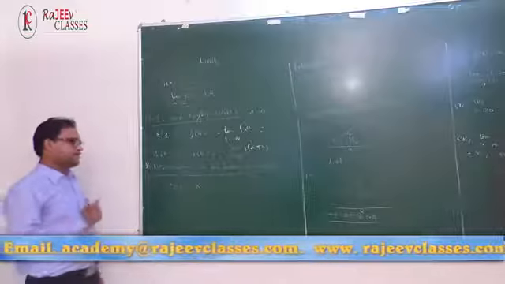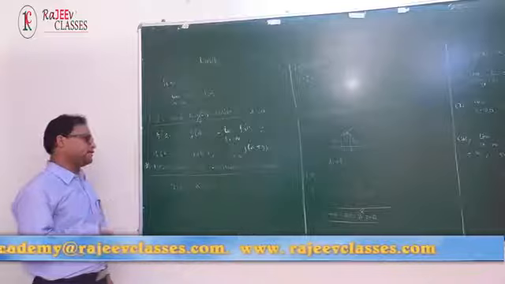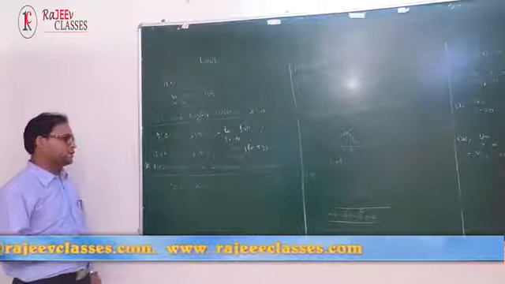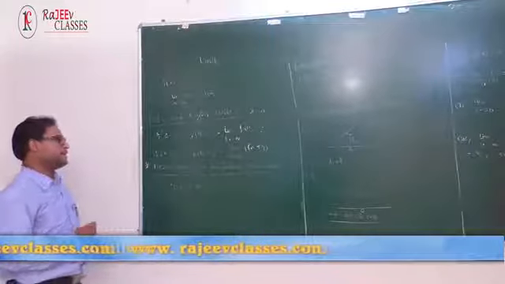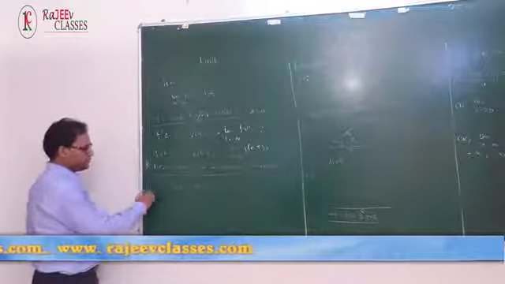If a function has a limit at the point x is equal to a, it means that the left hand limit and right hand limit must be equal. Or if the left hand limit and right hand limit are equal at a particular point x is equal to a, then you can say that the function has the limit at that point. Now the question arises, in what situation does the limit not exist?